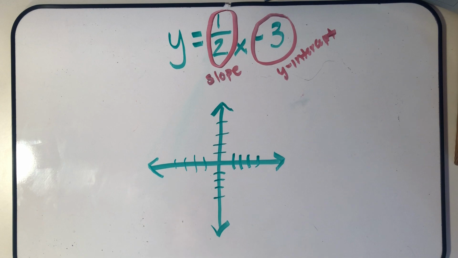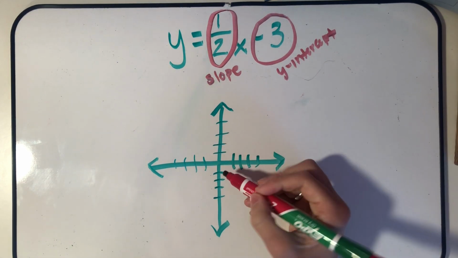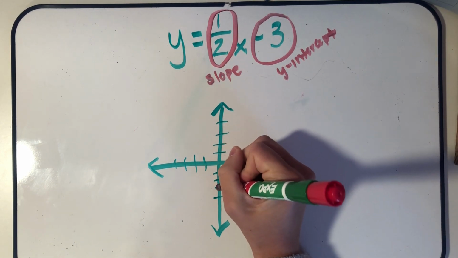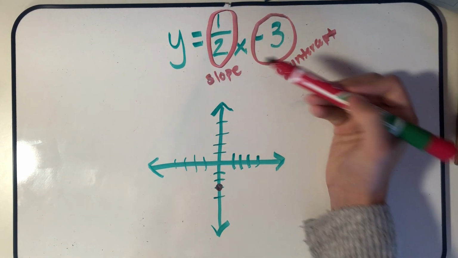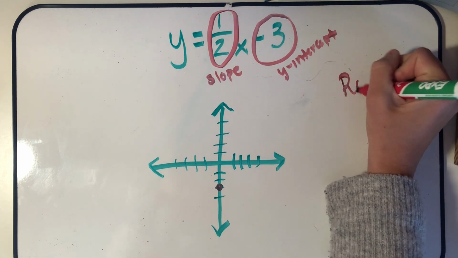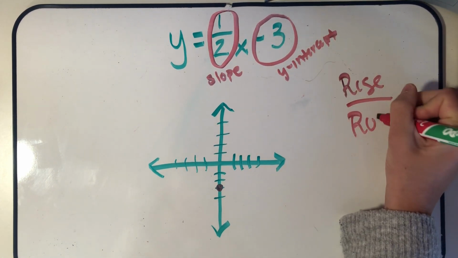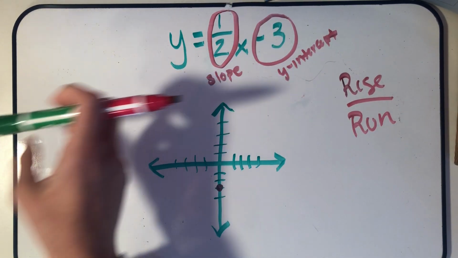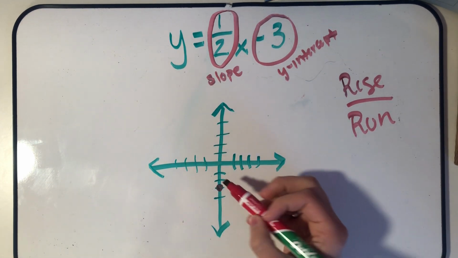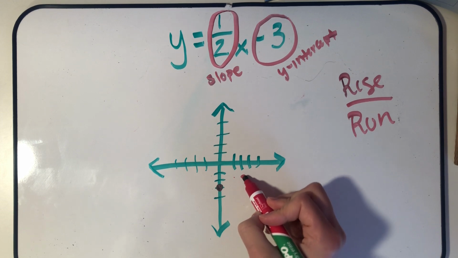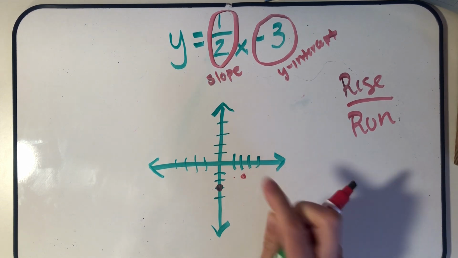Okay. So the first thing I'm going to do is graph my y-intercept. So I start at 0 and I'm going to go down 3, 1, 2, 3 because it's -3. And then from there, I'm going to use my slope to graph my next point. So remember, slope is rise over run. So the top number tells us how much to go up, and the bottom number tells us how much to go to the side. So we rise up 1, and we run 2. 1, 2. And then you could keep going if you wanted to.